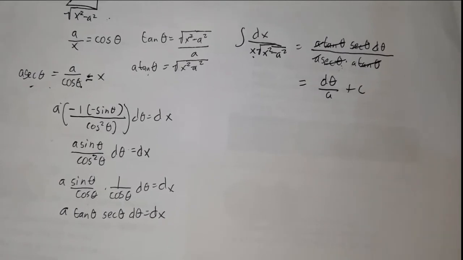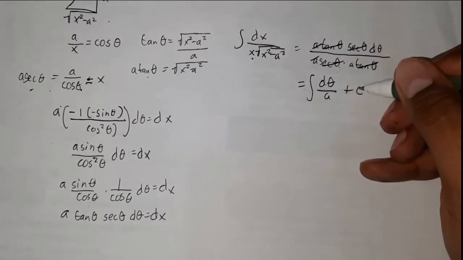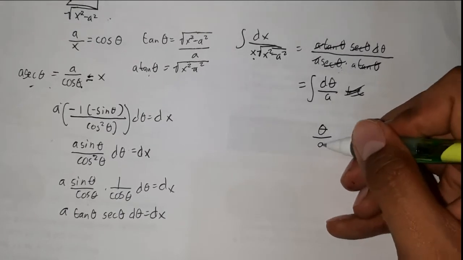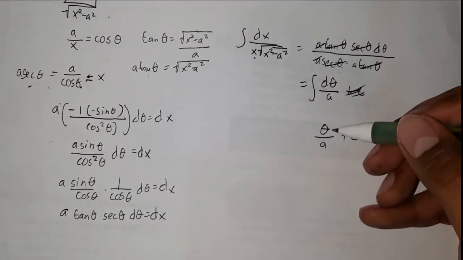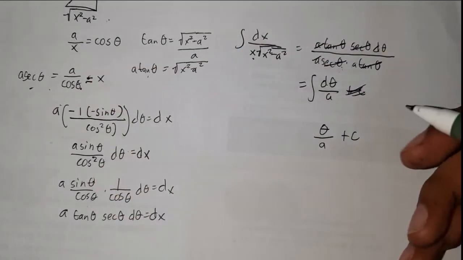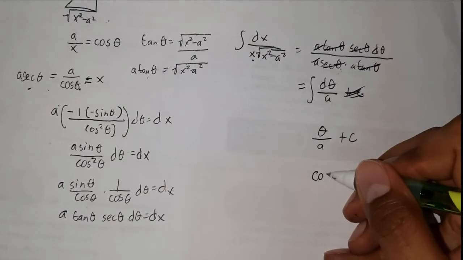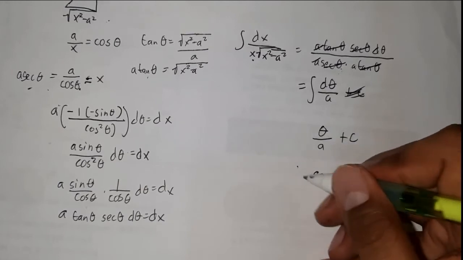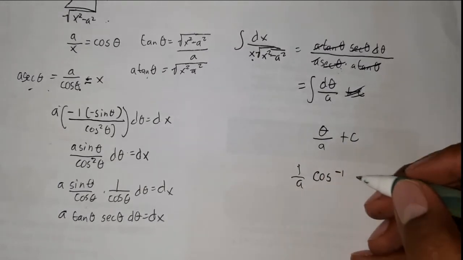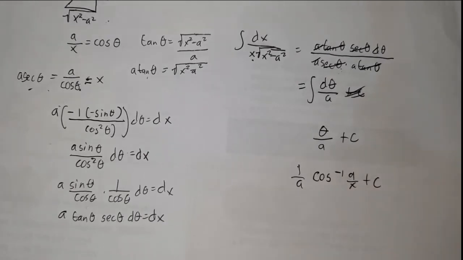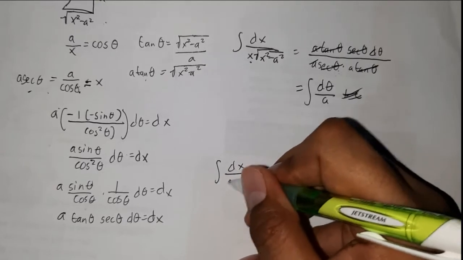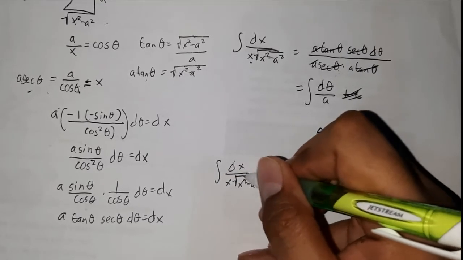So when we integrate that, there shouldn't be a plus C yet. We get theta over a plus C. Our theta is this cosine, so we have cosine inverse. Factor out 1 over a: 1 over a cosine inverse of a over x plus C. So that is the integral of dx over x squared times the square root of x squared minus a squared.